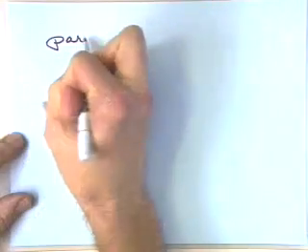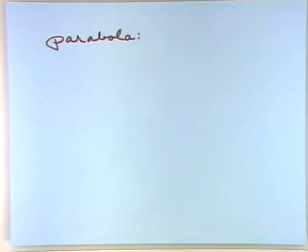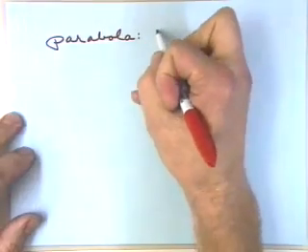So let's start with the parabola. This is a conic section. You've seen the visual of how it's formed. It is the set of points in a plane. So let's start with that.